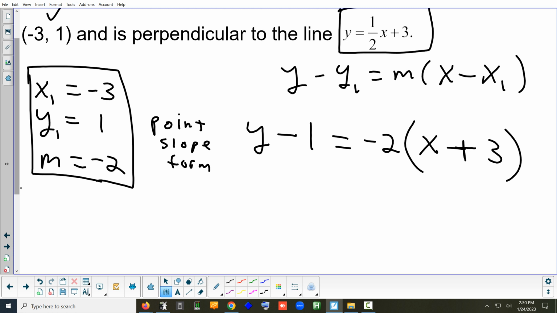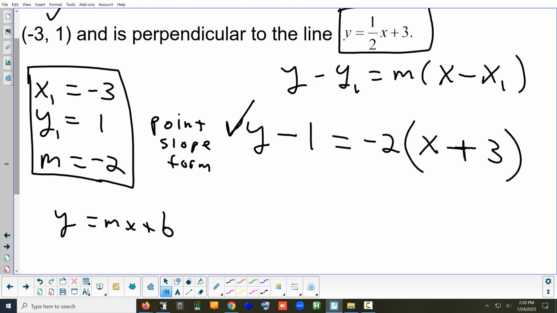Now the other form we studied was, does anybody remember what the other one looked like? I think this was the easier one. Y equals mx plus b. The other one we studied was y equals mx plus b. It's where you get everything on the right side except for the y. Well, let's do that here. This answer is correct if they ask for point slope form.